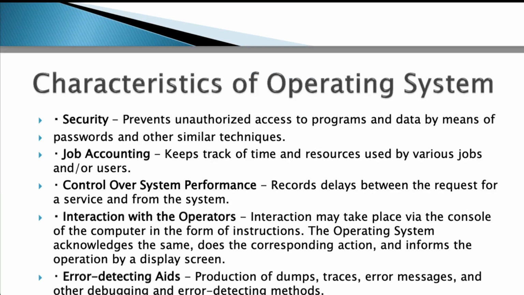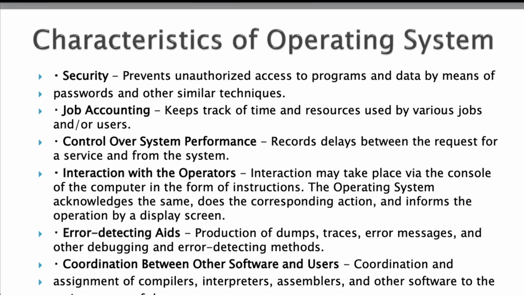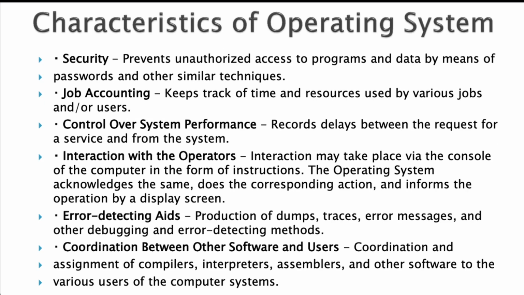In addition to that, you also have a few other characteristics like security, which takes care of unauthorized access to programs and data, where you could have passwords, fingerprints, etc., job accounting, control over system performance, interaction with operators, error detecting aids, where you have dumps, traces, error messages, and also coordination between other software and users. So these are certain key characteristics of operating systems.